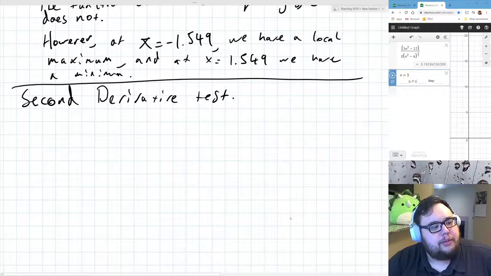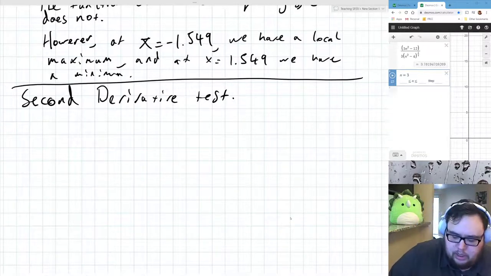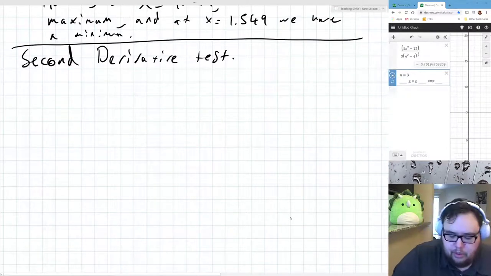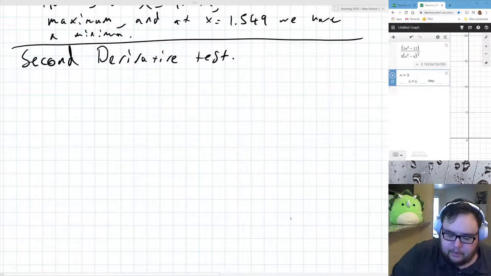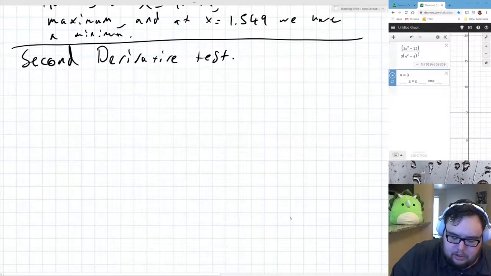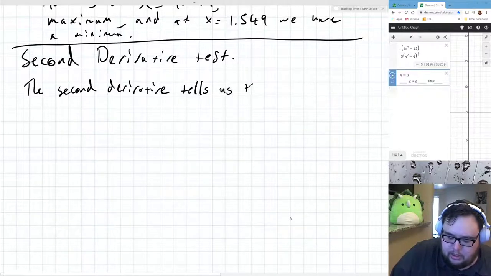So the second derivative test also tells us whether or not a function has a maximum or a minimum at a certain critical point. So one thing to note is that the second derivative tells us the concavity.